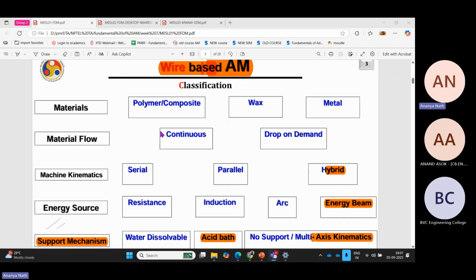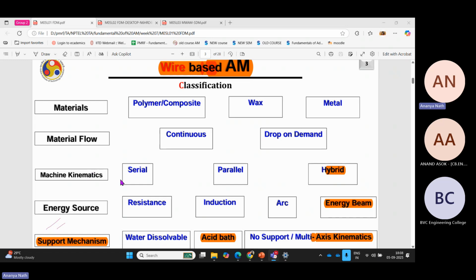As the wire comes from the wire feeder, it gets deposited over the build plate. It can come continuously or it can come drop on demand. Drop on demand means drop by drop it is coming wherever it is needed. And continuous means the nozzle is continuously moving and the wire is coming. Drop on demand means from the nozzle, the melted wire comes drop by drop as a melt pool, and it gets deposited on the build plate whenever it is needed, in a droplet format.